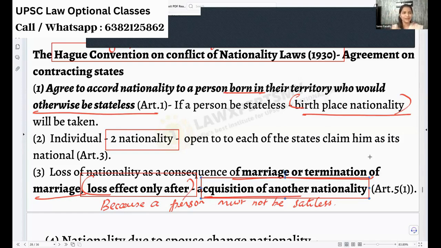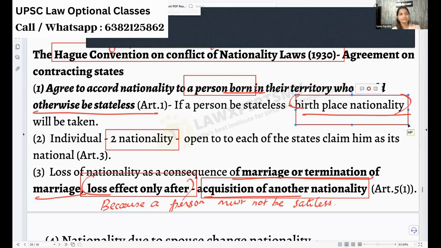Just because you are waiting to acquire another nationality at that particular period of time, you cannot be stateless. What happens if the other nation state that you are trying to become a part of says no, we are not giving nationality to you? Then you will permanently be a stateless person. So to avoid that, we have this provision. And in case a person is going to be stateless, then the nation state where the person is born should give the nationality. So nobody should be stateless.